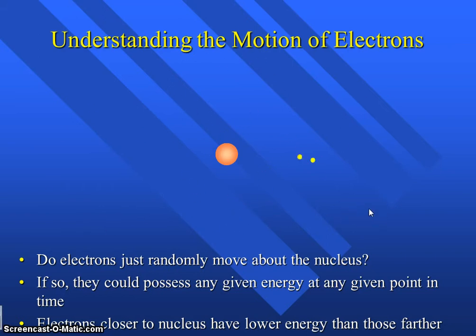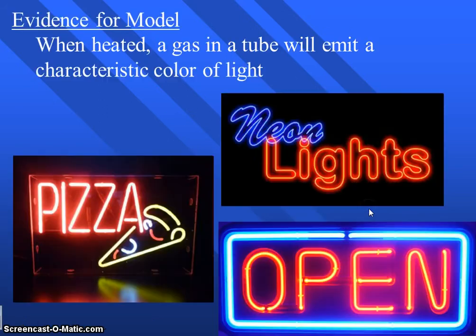Now for some clues, some evidence for what our model of the atom might actually look like, we want to take a look at neon lights. We're all familiar with these lights. We have a gas inside of this tube, we hook it to a high voltage power supply, and when we do, the gas glows. We actually get different colors of light depending on what type of gas is present. The neon is the one that gives us that orangey red color.